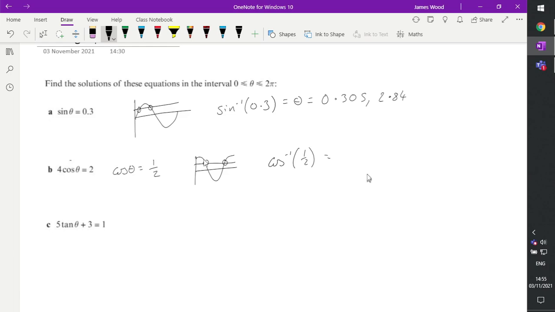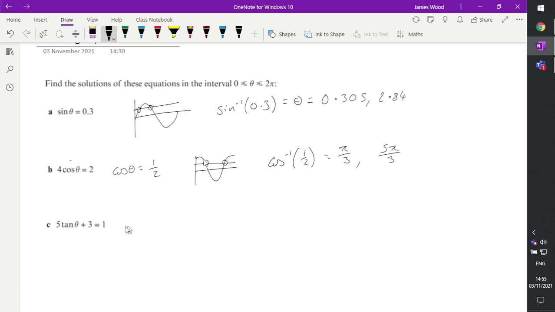Okay, now in degrees that would be 60 degrees, but here it's going to be pi over 3. That's my first solution. Try the next one, I need to do 2 pi minus that. So 2 pi minus pi over 3, which is 5 pi over 3.